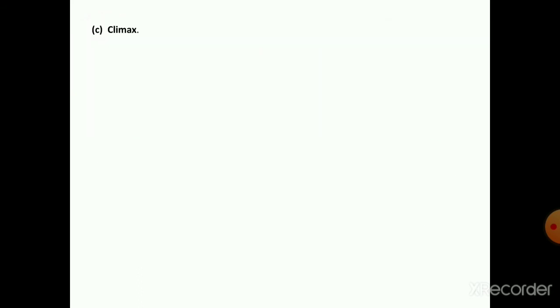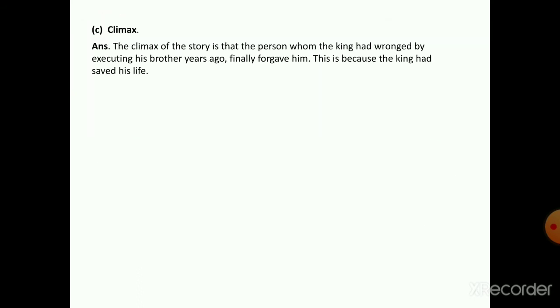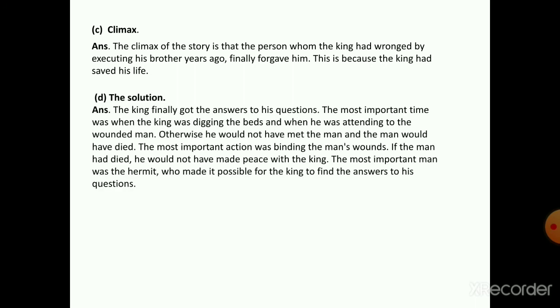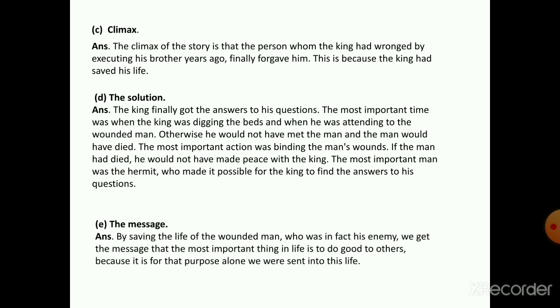Then the next one, that is the climax. The climax of the story is that the person whom the king had wronged by executing his brother years ago finally forgave him. This is because the king had saved his life.